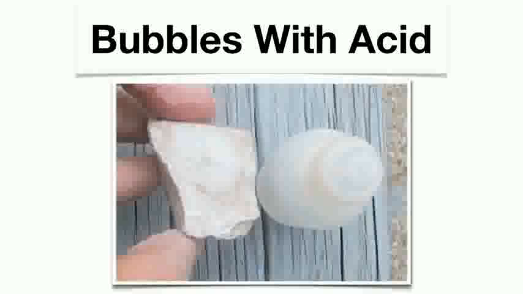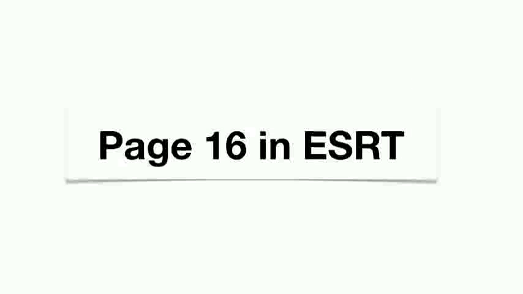And finally, calcite, which has a multitude of properties, also reacts with hydrochloric acid, so you get bubbling when acid is put on. Now, a lot of these values and a lot of these properties are going to be found on page 16 in your Earth Science reference table. So make sure you know how to read that.